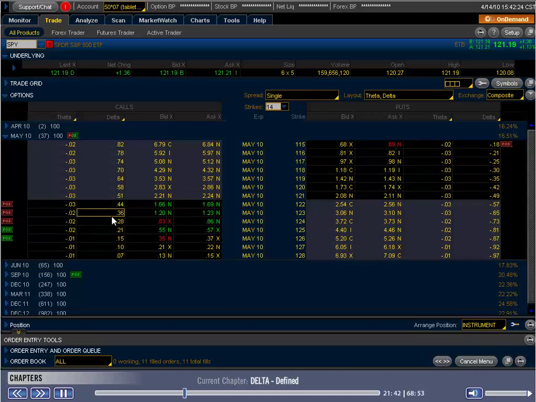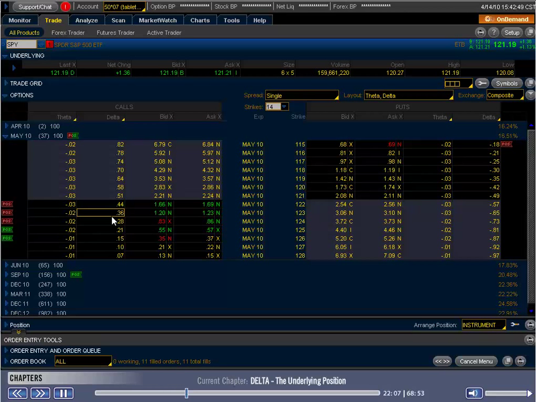What 36 spider deltas means is when the spiders move up or down $1, you're going to make or lose 36 bucks. Okay, now let's get down and start drilling even deeper into this. Delta, okay, everybody assumes that delta refers to options and options only. It does not just refer to options.